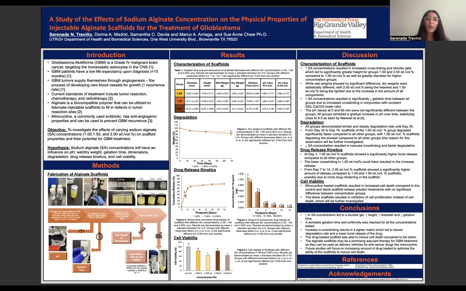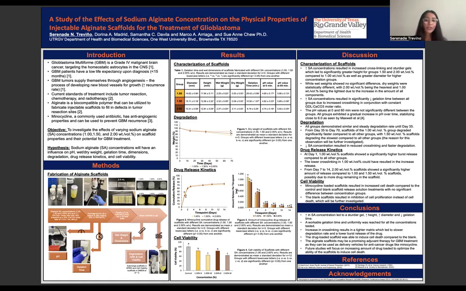So overall, what we concluded about our injectable alginate scaffolds is that an increase in sodium alginate concentration leads to a sturdier gel, and this leads to an increase in height and diameter and also a decreased gelation time. Additionally, a workable gelation time and uniformity was reached for all of the concentrations that we tested. And the increase in cross-linking results in a tighter matrix, which leads to a slower degradation rate and a lower burst release of the drug.